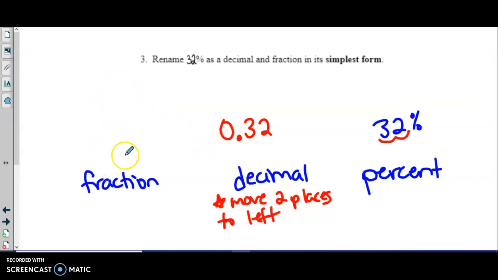And then if I want to write it as a fraction, I have 0.32. So I'm going to use 32, and I'm going to put it over 10, 100, 1,000, and so on, depending on how many places you have. In this case, we have 2 decimal places, which means I want 2 zeros. I want it over 100.